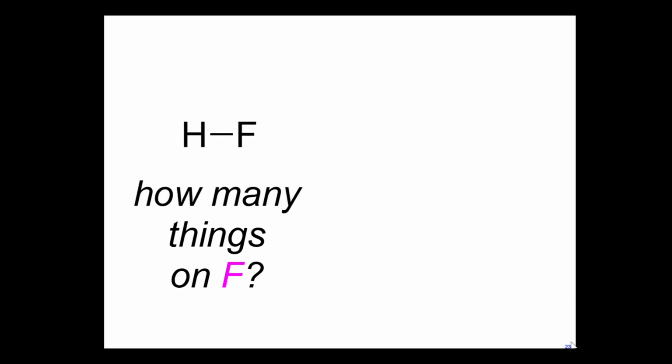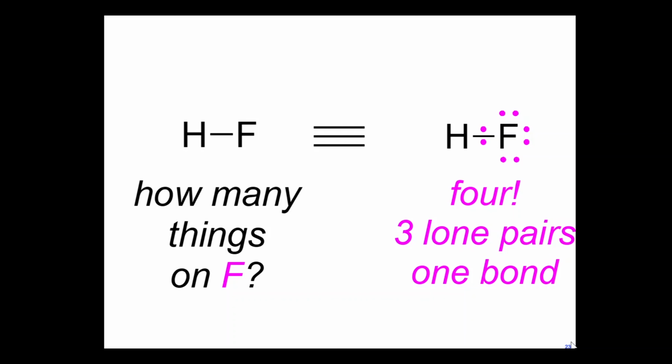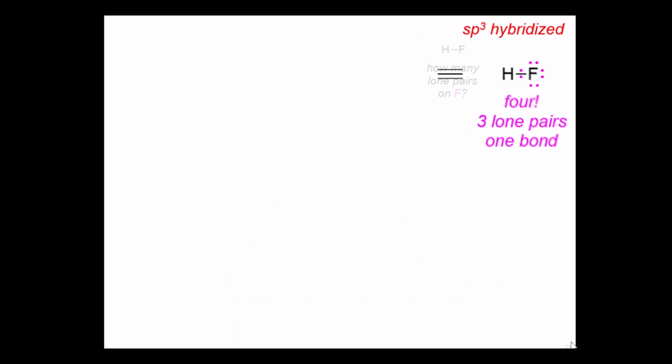How many things on HF, how many bonds and how many lone pairs, Yuan? 1 bond and 3 lone pairs. We know fluorine brings to the table 7 electrons. It's a halogen. The hydrogen brings 1, and the H and F share 1 each in a bond. So that leaves 3 lone pairs on the fluorine. So there's 4 things to place. What shape's it going to be, Yuan? Tetrahedral. Yes. And what will be the hybridization state? sp3 hybridized. Good. Let's walk along the periodic table to the left.